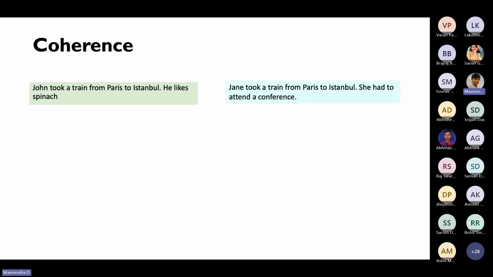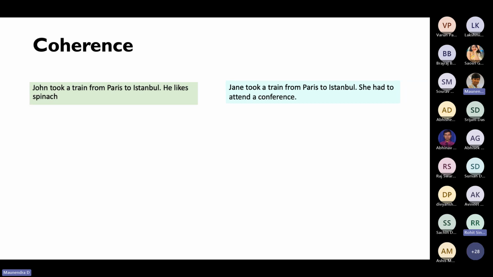Then suppose we have another one which says, Jane took a train from Paris to Istanbul. She had to attend a conference. Okay, now what do you think? Does this one make sense? Yes. I guess it was not difficult for us to determine whether it makes sense or not.